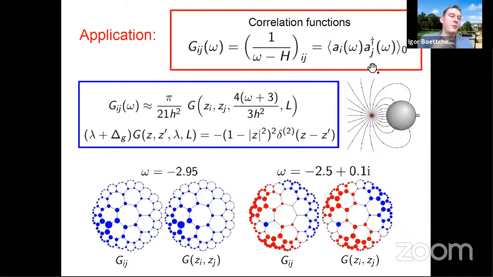The reason we call that the Green function is because it is the Green function of a differential operator. This can be computed by the method of images. And this is just a comparison for two different frequencies where we plot the graph Green function, and this matches with the continuum. And you see they fit perfectly already for a rather small lattice with only 112 sites.